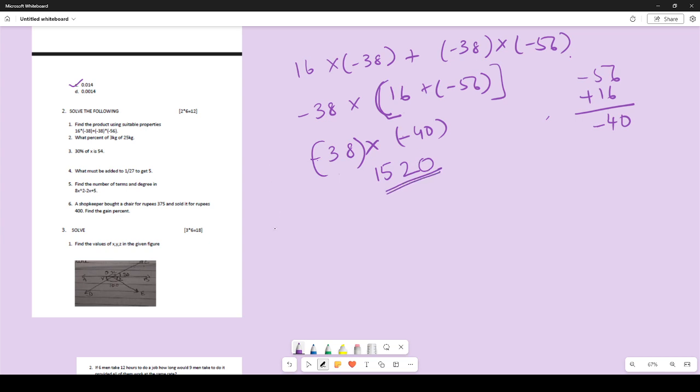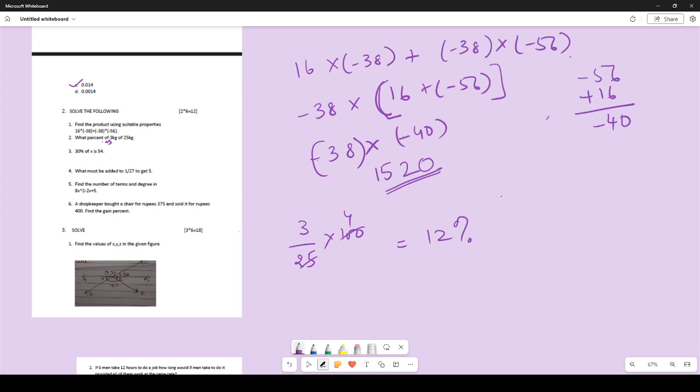So the answer will be 1520. The second question is, what percentage of 3 kg of, there's a misprint over here, so it should be what percent is 3 kg of 25 kg. So what we do, we put 3 kg of 25 kg and we find the percent. Simple as that. It will be 12%.